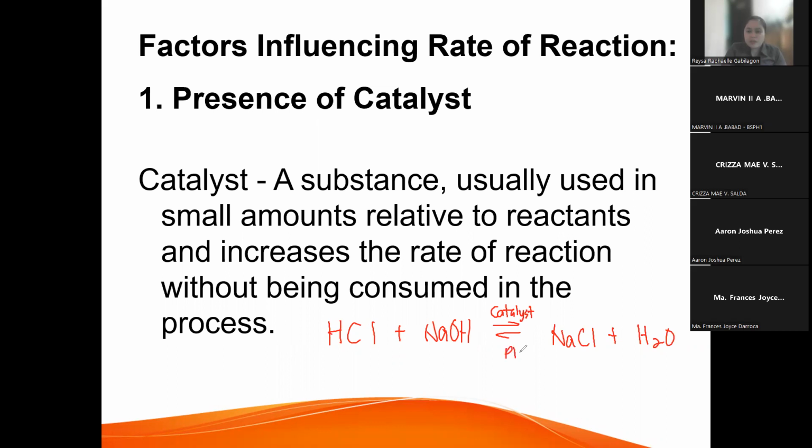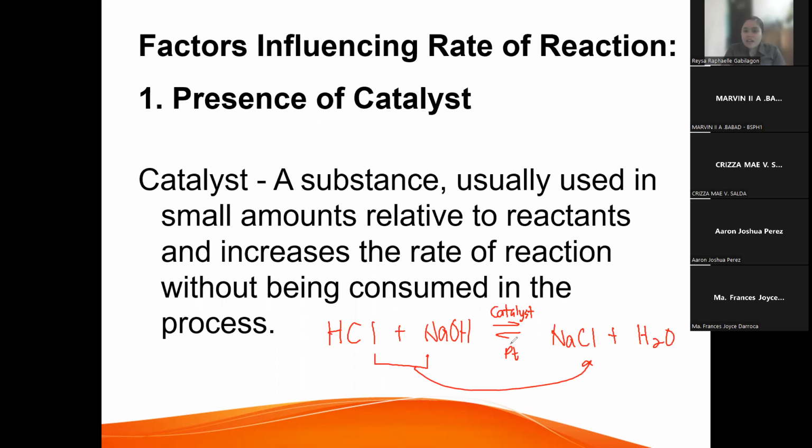Example lang ito ha. Example, maglalagay ka ng element na platinum. Now, platinum there is not included in the reaction between the two reactants. Pero present siya. Okay? Example, sa beaker mo, nilagay mo si hydrochloric acid. Tapos nagdagdag ka ng sodium hydroxide. Tapos magre-react silang dalawa, di ba? Na kung gusto mong mabilis mangyari ang reaction nilang dalawa, pwede kang example, magdagdag ng catalyst which is the platinum. Due to the presence of the platinum, mabilis mangyari ang reaction na ito and mabilis itong mag-form.